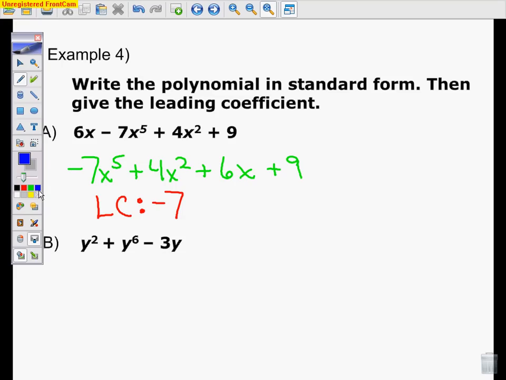Let's try this one. So here, highest exponent is 6. So that's going to be the one that goes first. y to the 6. Then we have the y to the second. And then we have our minus 3y. All right, so there it is, standard form. Now the leading coefficient, again, is the coefficient on the variable that's out front. Well, if you notice, there doesn't really look like there's a number in front of the y to the 6. So since there is no number in front of it, what number is there? A 1. So the leading coefficient is 1.